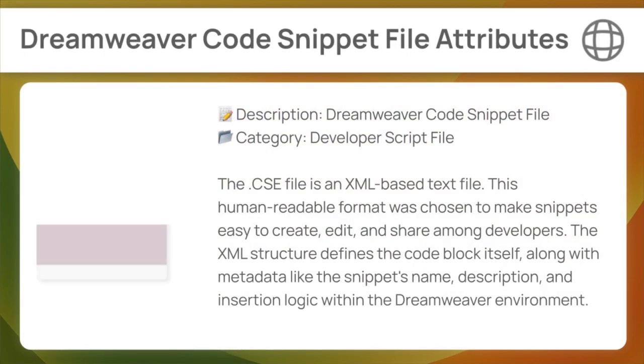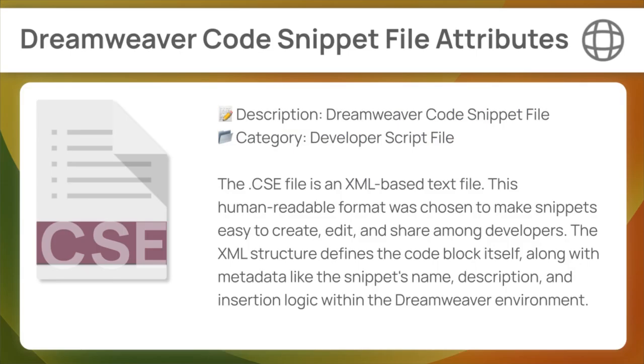The CSE file is an XML-based text file. This human-readable format was chosen to make snippets easy to create, edit, and share among developers. The XML structure defines the code block itself, along with metadata like the snippet's name, description, and insertion logic within the Dreamweaver environment.